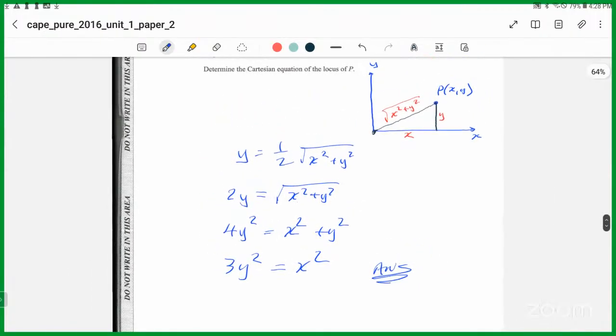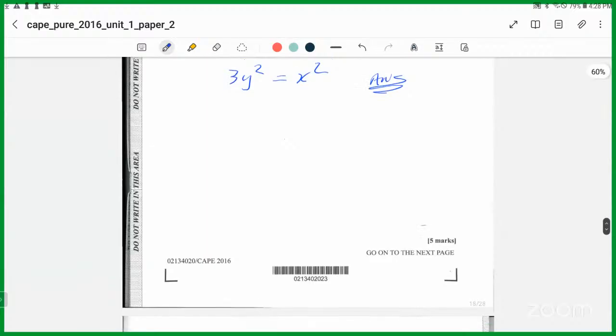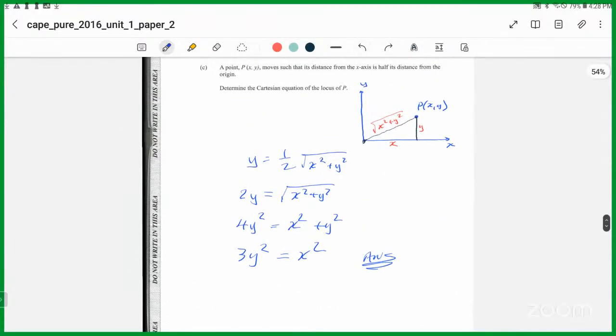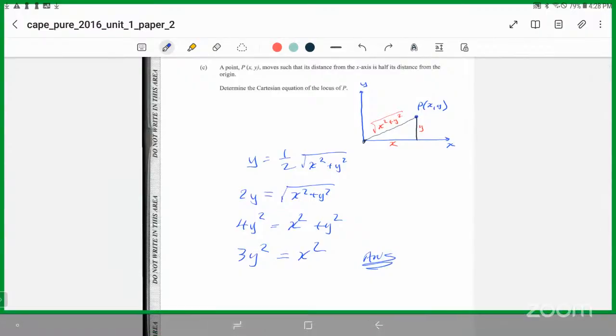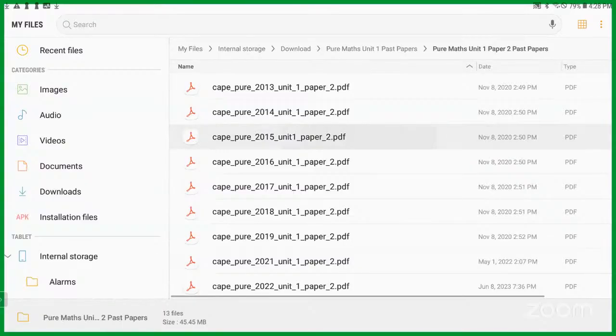Simple as that. Everybody see that? Yes, sir. 5 marks just for that. So it's easy. Right, let's look at 2015.